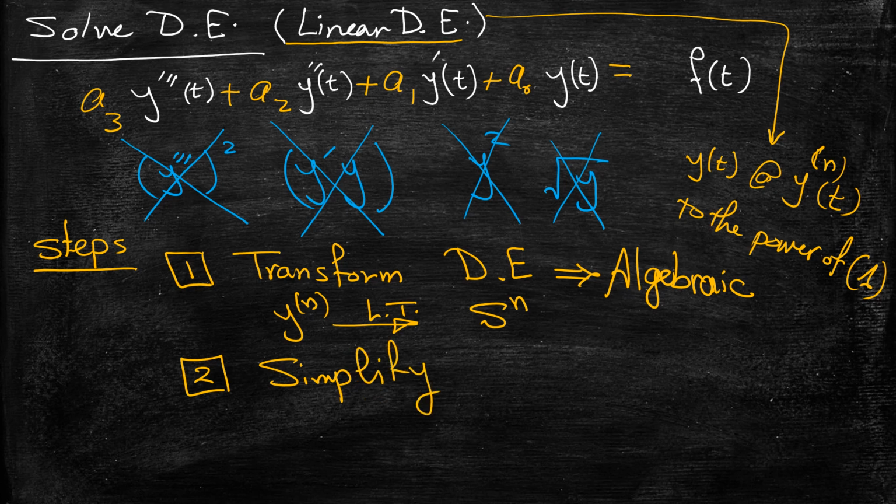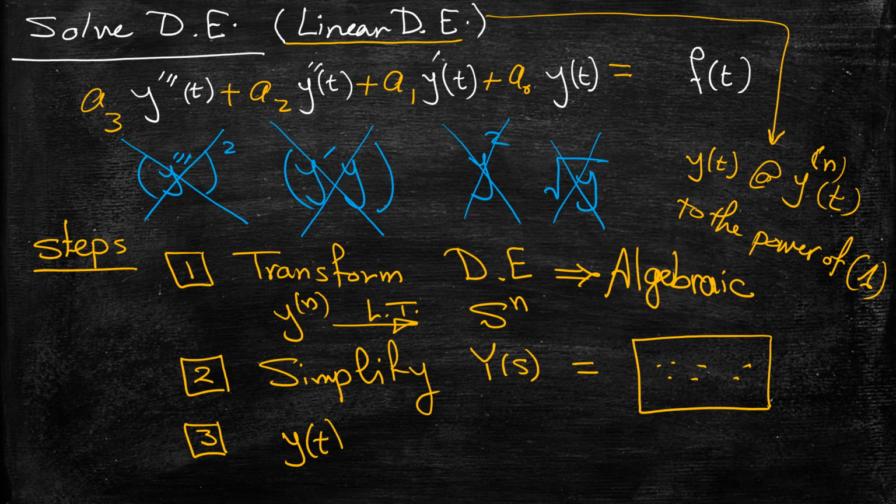So simplify Y(s) with one side equal to the other side, as a function of s. This function of s, again, is required to solve the differential equation. To solve it means we need to get y(t). So y(t) is nothing but the Laplace inverse of this Y(s) we got here.